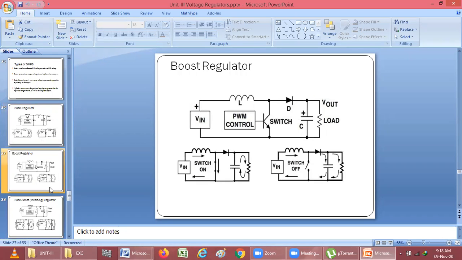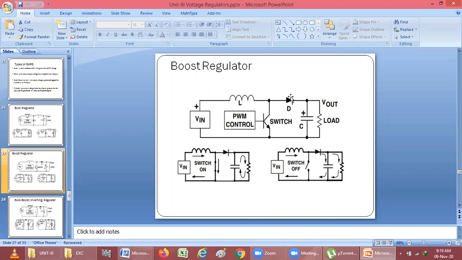You can see the boost voltage regulator. What is the difference? Here in the buck voltage regulator, firstly we are using the switch, after that the Schottky diode, after that the inductor, after that the capacitor. This circuit will remain the same, with a load or capacitor as it is. But here firstly we are taking the inductor, after that the switch, and the diode that was here will go to this side. So this is the circuit diagram for the boost voltage regulator.